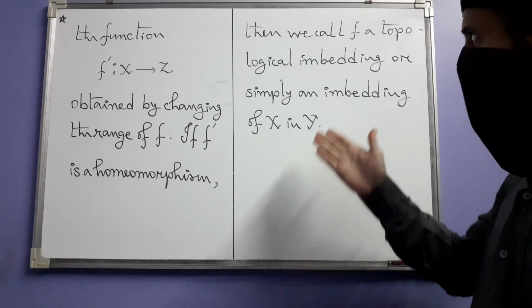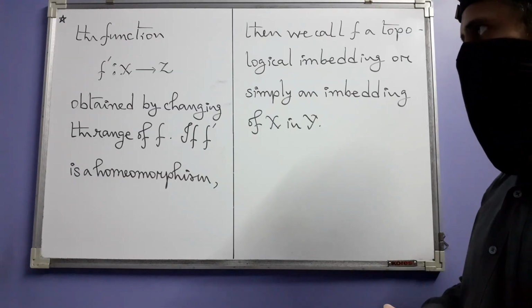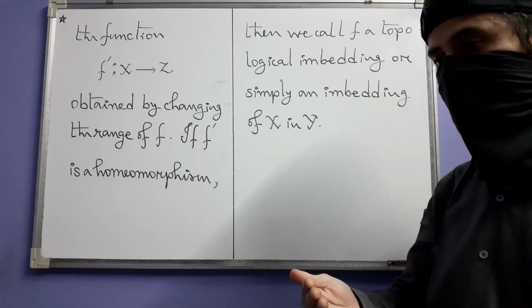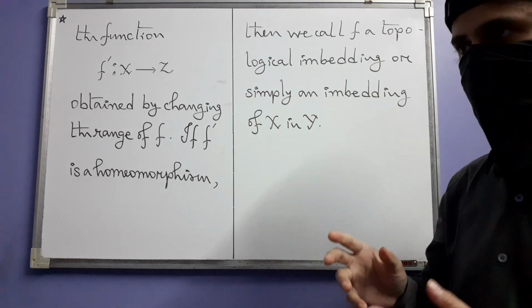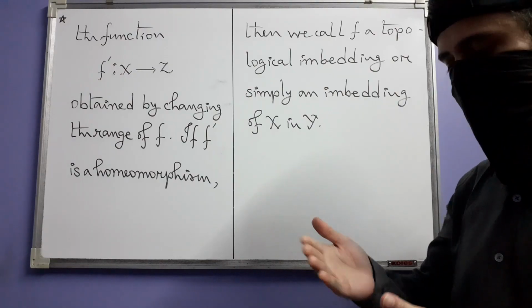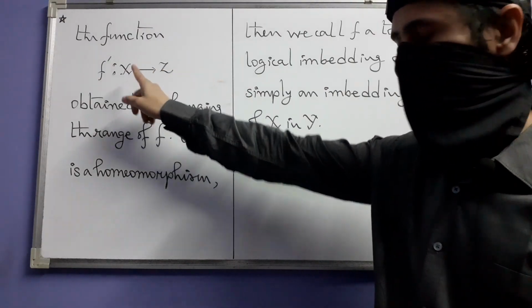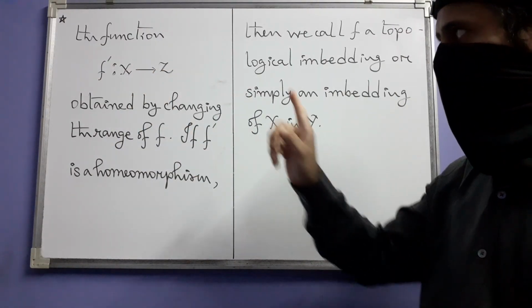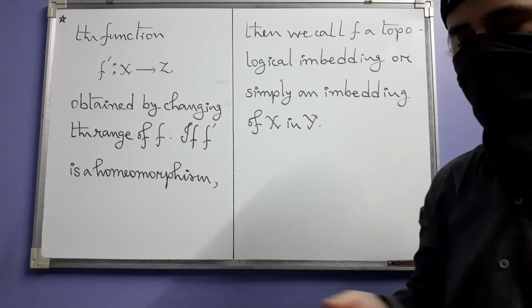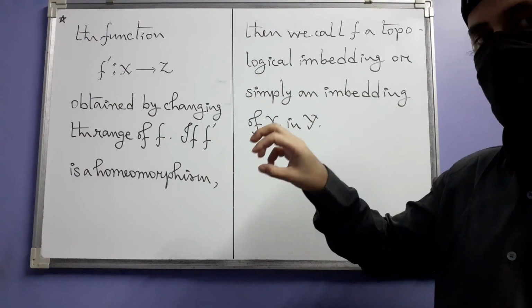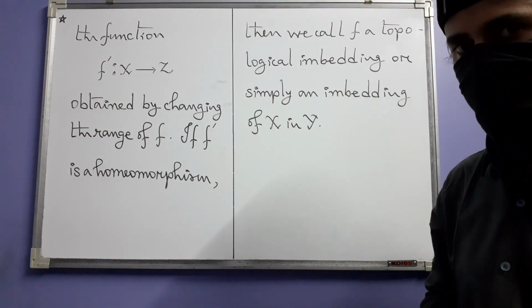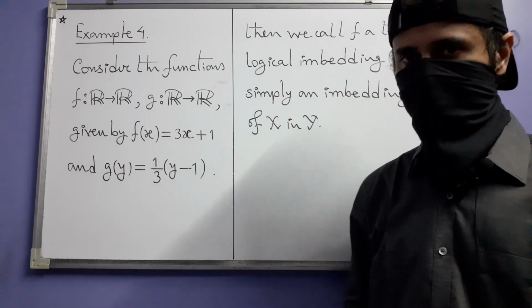In that sense, here topological embedding means you have found a homeomorphic copy of X inside the space Y. So you can say, if you do not distinguish between X and its image under f prime, or f, the same thing, then you have found X as a subspace of Y. Let's see some examples next.